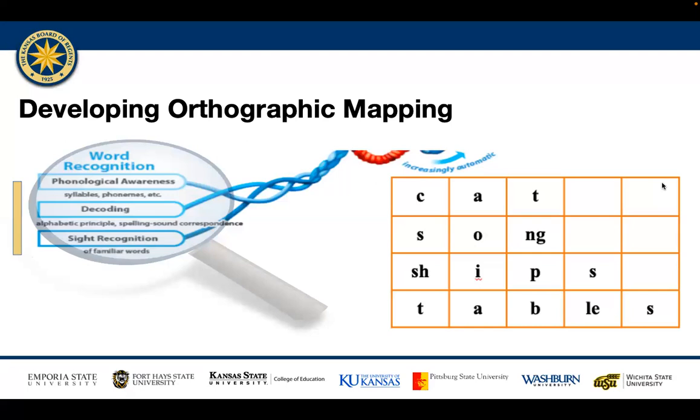Becoming increasingly automatic and building upon the sight word vocabulary so that they are able to read by sight and recognize words instantly and effortlessly requires the development of orthographic mapping. What type of instruction leads to the development of orthographic mapping and to supporting students to become increasingly more automatic with word recognition? Let's find out.